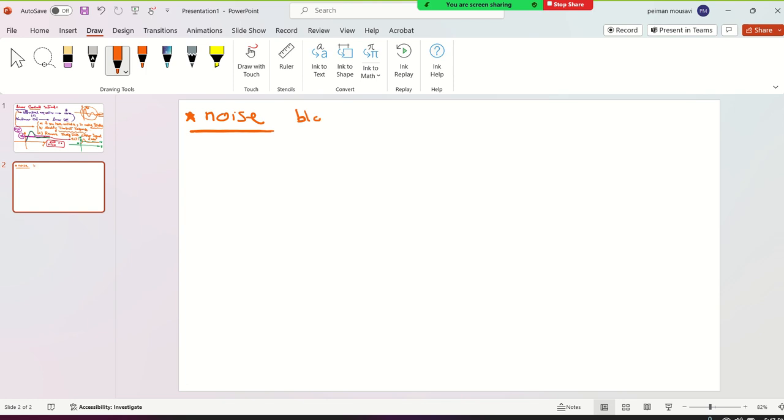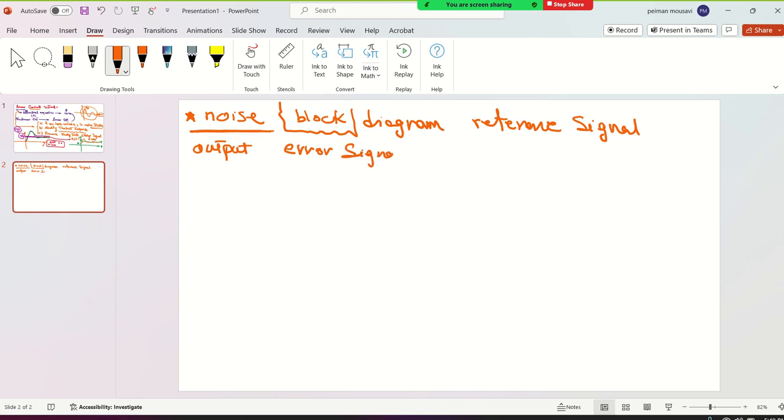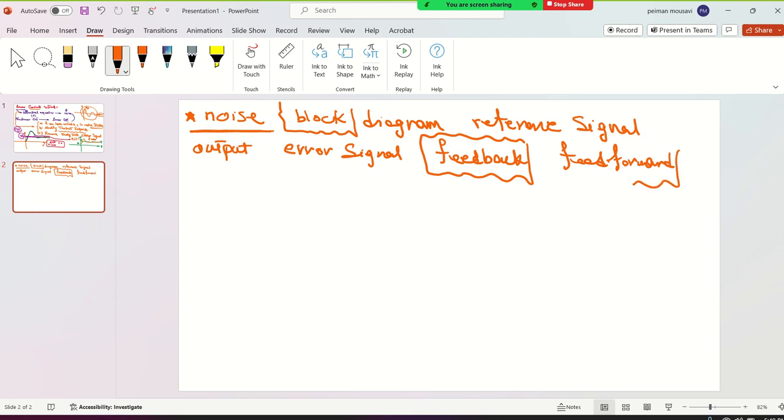And what is a block diagram in the control system? By an important example, block diagram. And what's the reference signal? These are the concepts: reference signal. What is the output of the system? These are technical terms in control. What is error signal? What is feedback? This is super important. What is feed forward? What is open loop? What is closed loop?